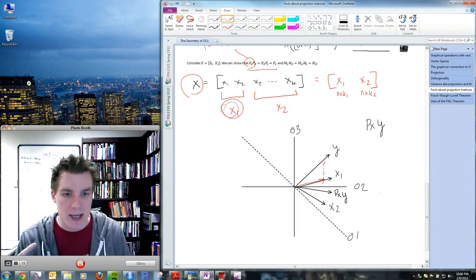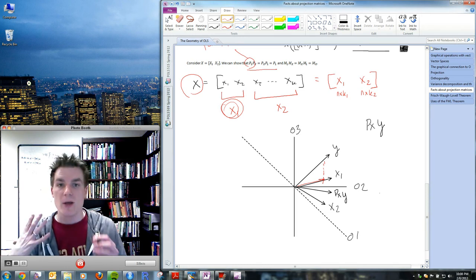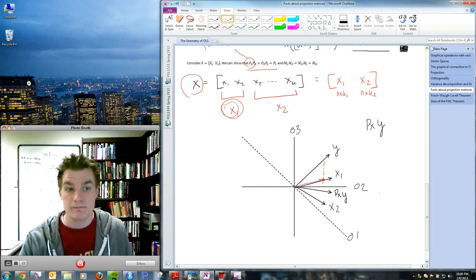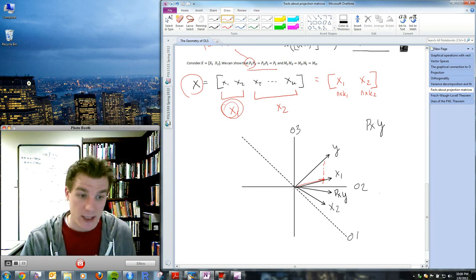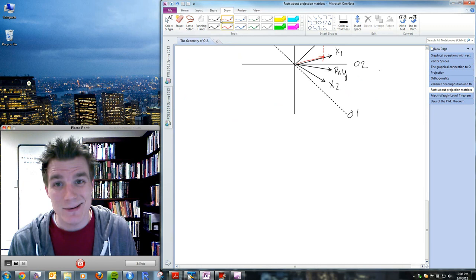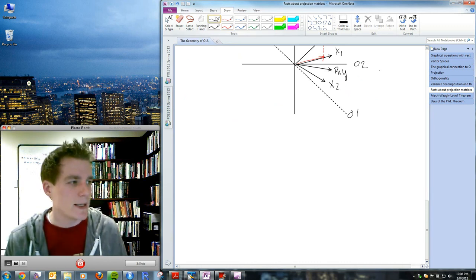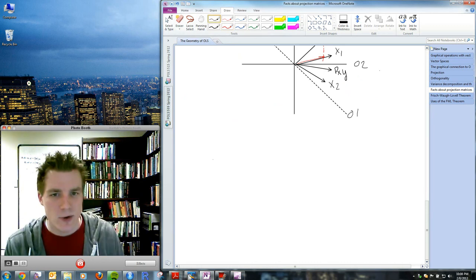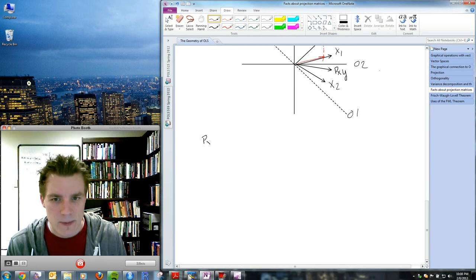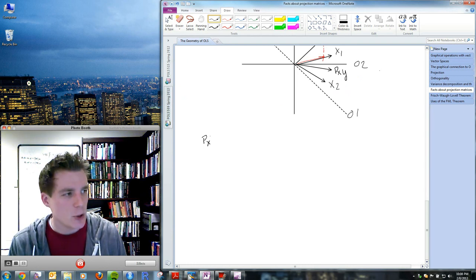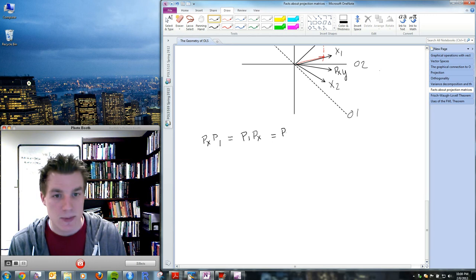Either way, we're going to end up with just the portion of y representable on x1. So that's the informal, talking-it-through idea. It's a little bit rough, though, so let's try another tactic and look at a formal proof. What I want to show is that PxP1 equals P1Px, and that all of this equals P1.